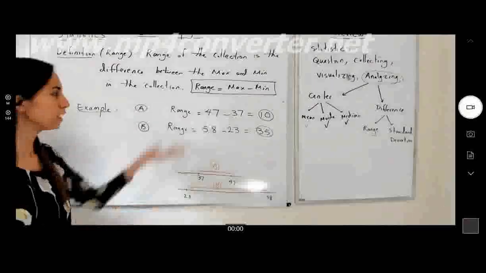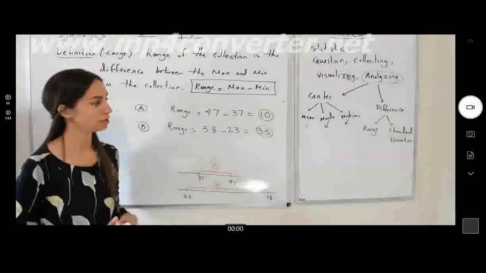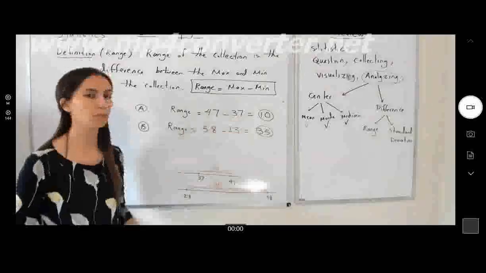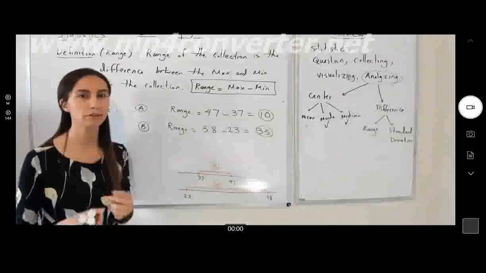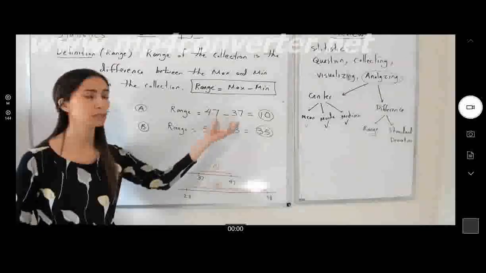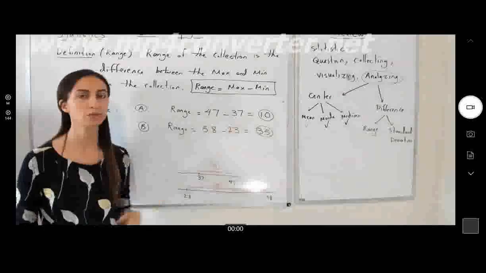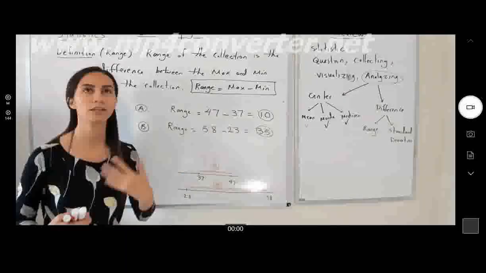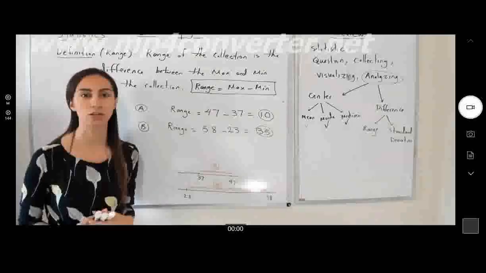So by looking at the range, as you can see, you just grab the maximum value, the minimum value, and you find the difference between these two numbers. I expect you to ask, what about the rest of the numbers in the collection? How can I use that information?